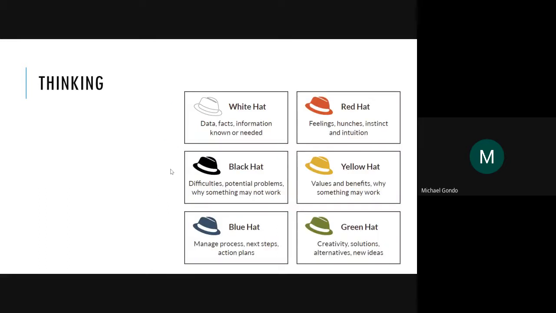In these De Bono thinking hats, the white hat is around what data, facts, and information I know or I need for my design. The red hat is around your feelings, your hunch, your instinct, and your intuition. Your black hat is more around difficulties and potential problems, because you have to look at various scenarios in your thinking. Your yellow hat is around values and benefits. Your blue hat is around how you manage process. And your green hat is around creativity and solutions.